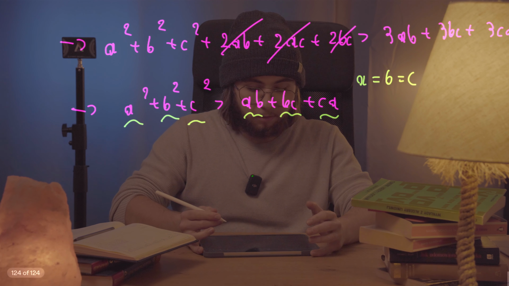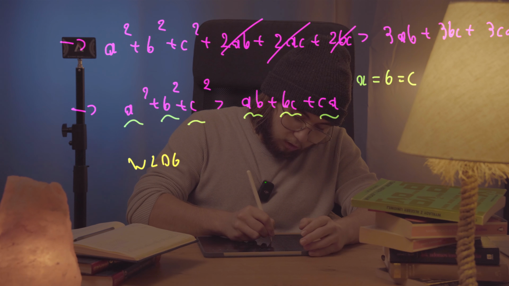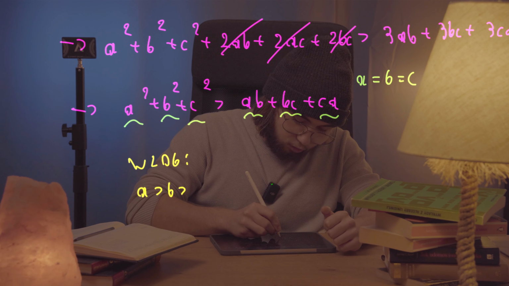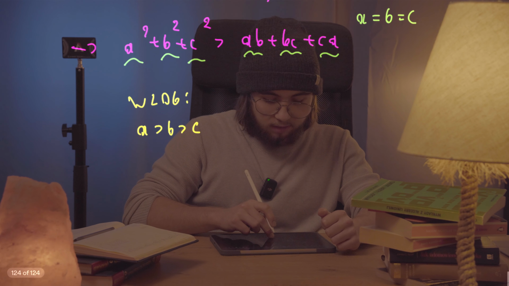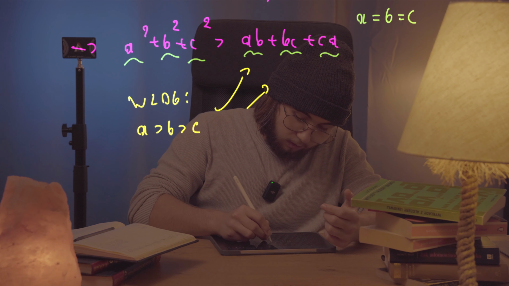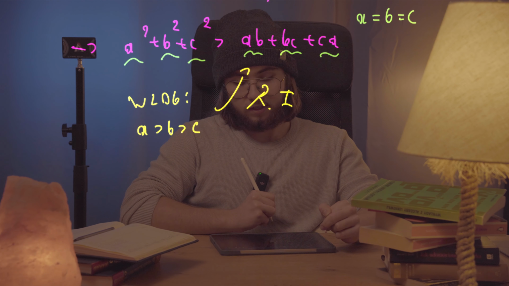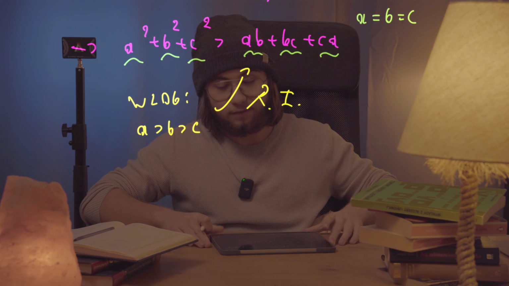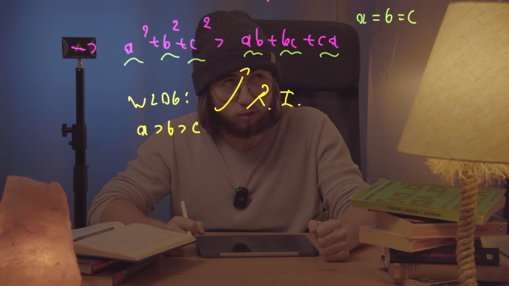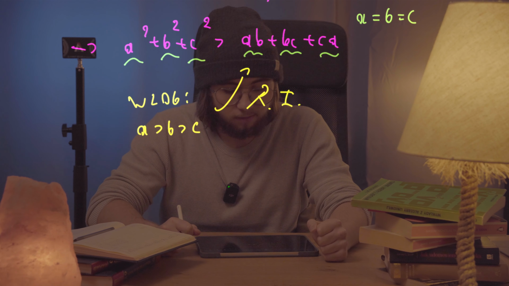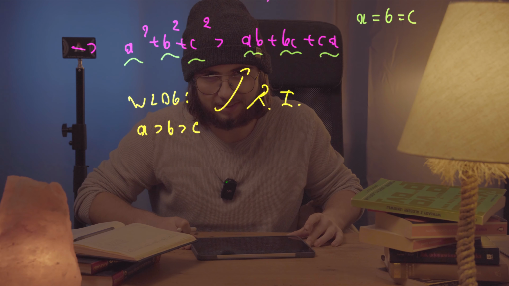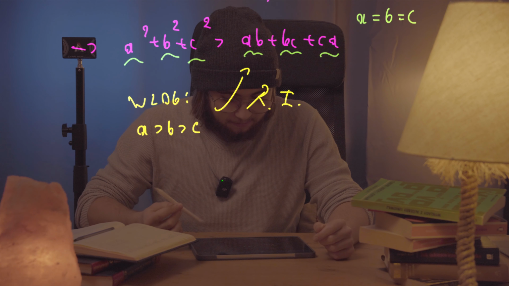For the inequality itself, we'll just assume without loss of generality that a is strictly greater than b, which is strictly greater than c. There is no problem in doing that, and so then by the rearrangement inequality you will get the desired inequality right over here. So a squared plus b squared plus c squared is going to be greater than ab plus bc plus ca. If you don't know why, check out my video on the rearrangement inequality, which was the previous video on this channel. You could also do this one by AM-GM. Okay, that will be all for this problem.